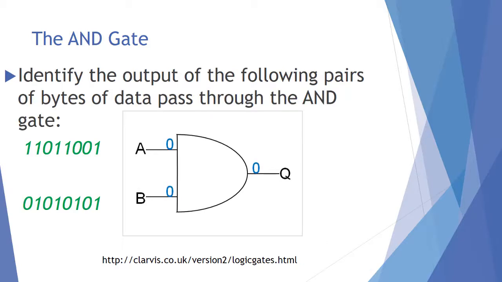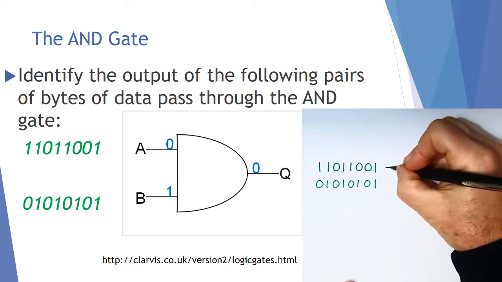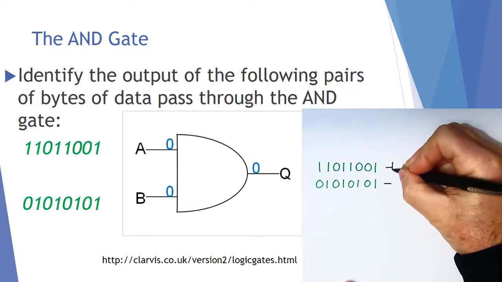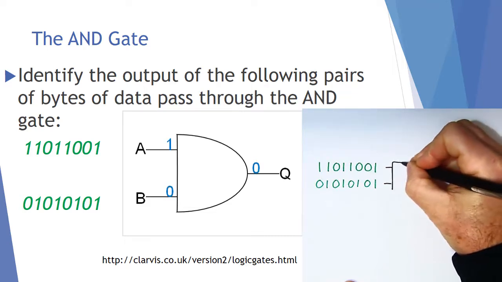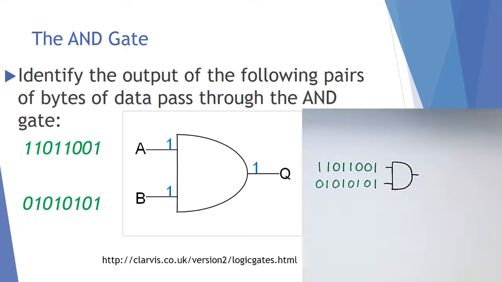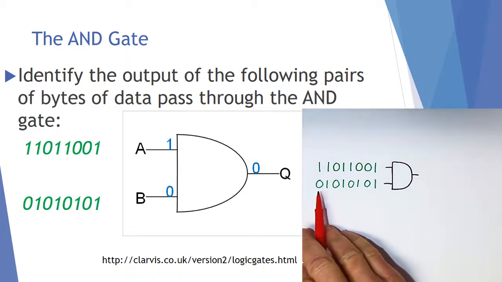So with that, let's determine the output of the following pairs of bytes of data, the top byte and our bottom byte, if they are fed to an AND gate. So we're basically saying we're going to feed these 2 bytes, or strings of 8 bits of data, into an AND gate, and we need to figure out what the output will be. So we look at these pairwise. We'll work our way from left to right.